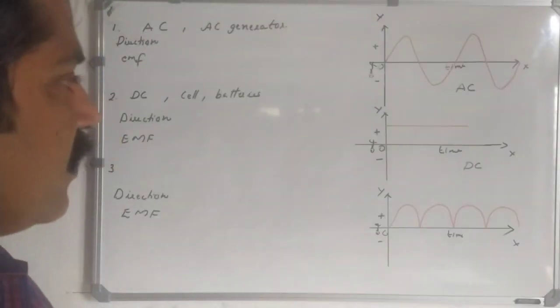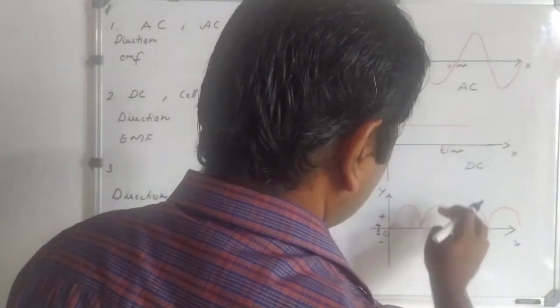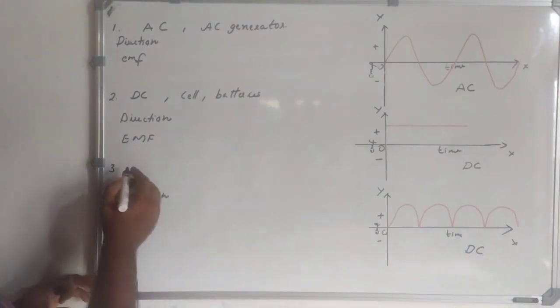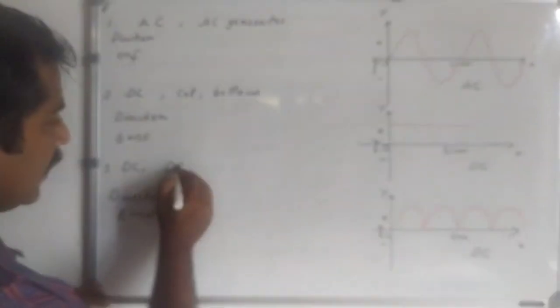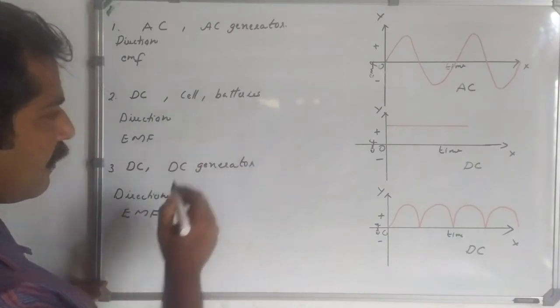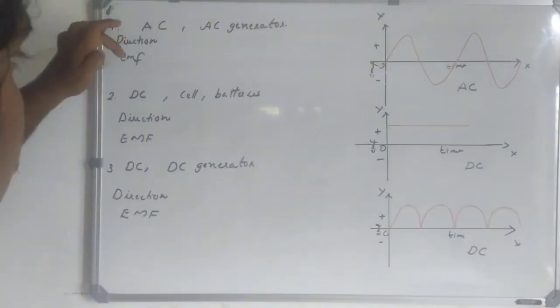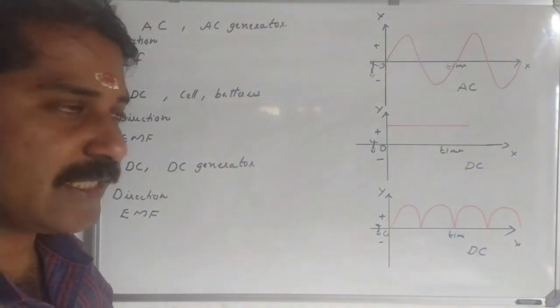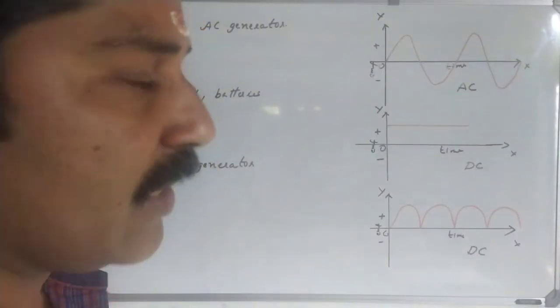What are the examples for these types of sources? The third one is also DC, but somewhat different from the earlier graph. It is also DC, but this DC is produced by a DC generator. So the differentiating factors are direction and EMF. We are going to analyze the nature of the direction and EMF of each current.